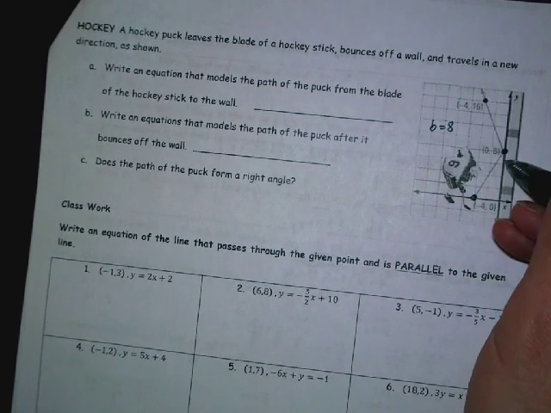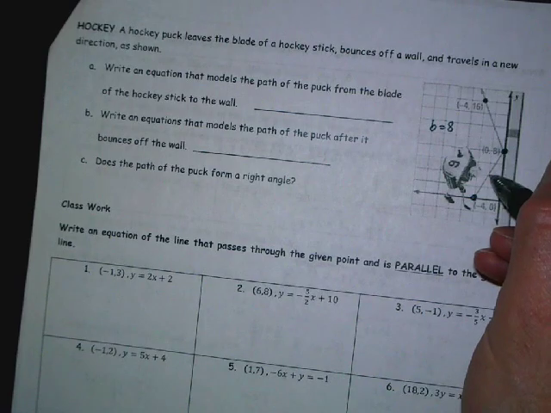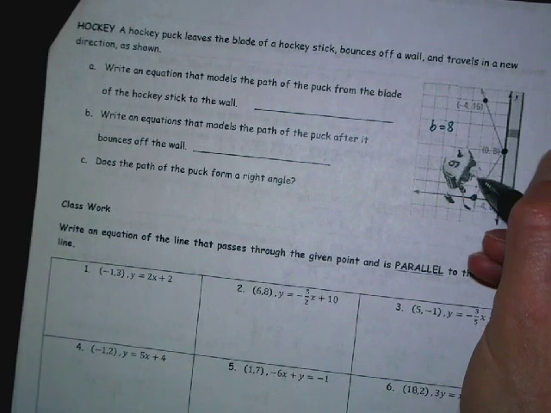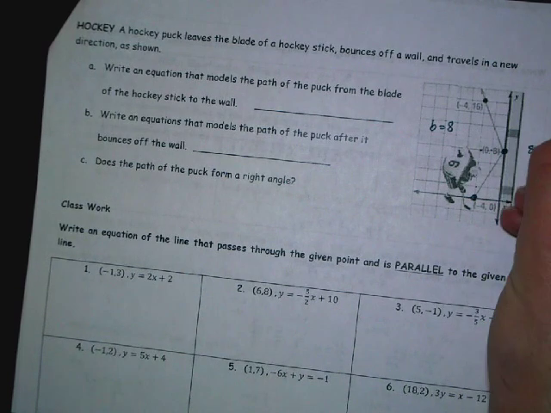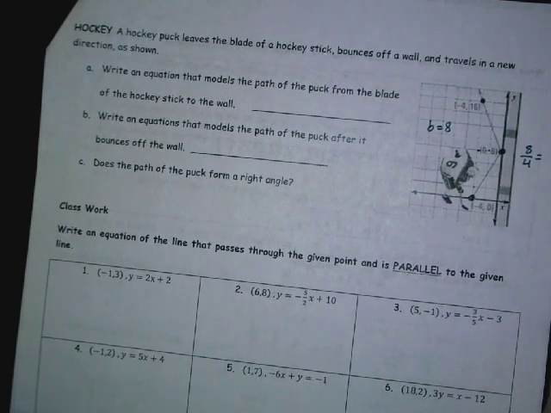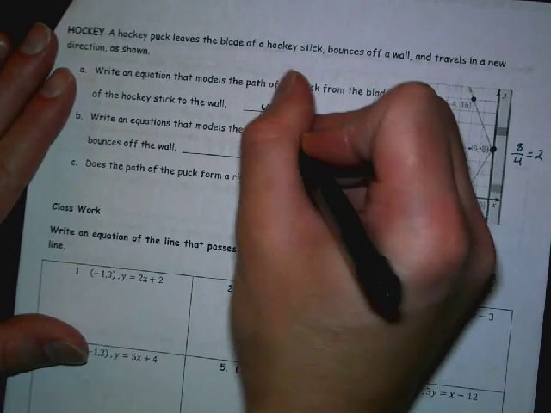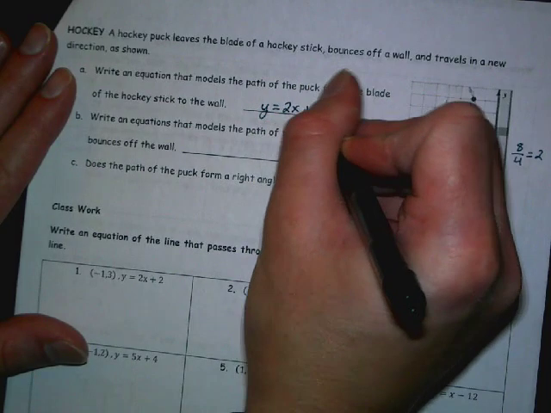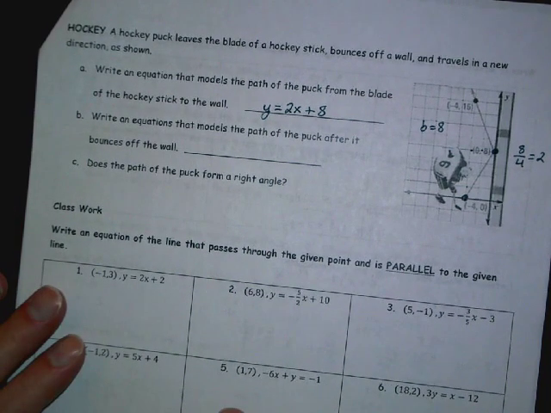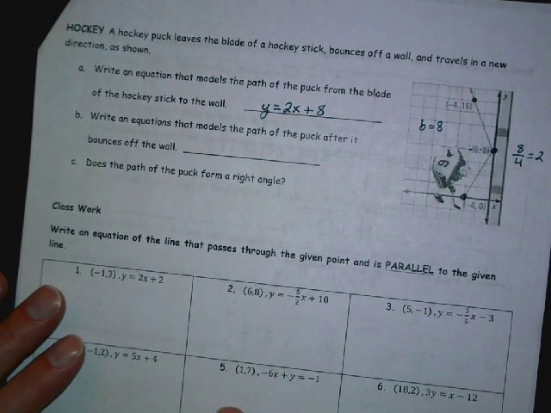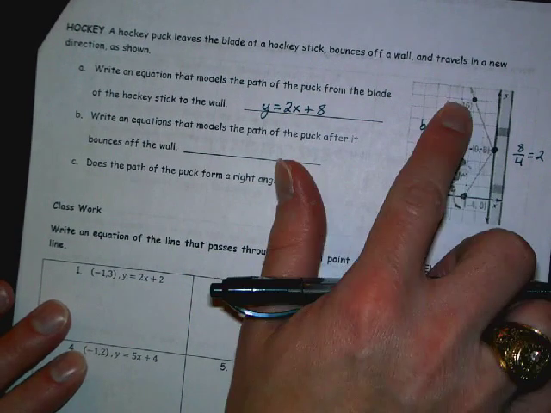So for this line, is that a positive or negative slope? Positive. And the only thing to be careful of here is what this is counting by. This is counting by 2's in each direction. So our slope here, if you want to go all the way to this point, that's going up 2, 4, 6, 8, and then right 2, 4. So 8 over 4 gives you what? 2. So that's a slope of 2. So we can say that equation is y equals 2x plus 8.